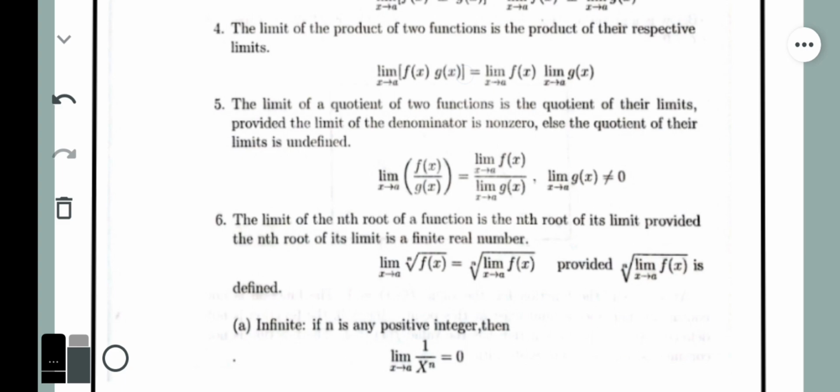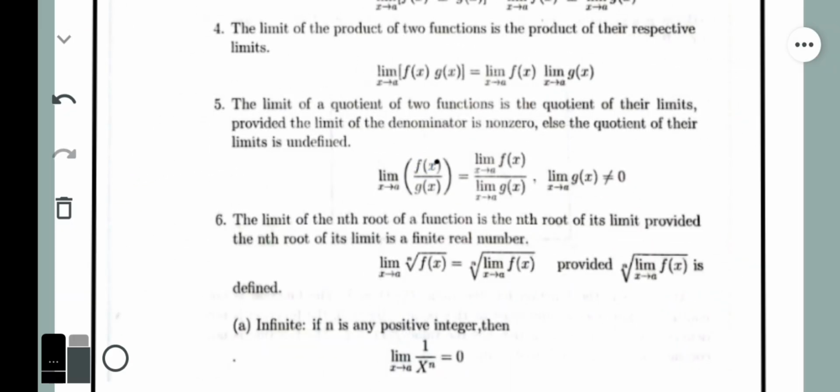Alright, the fifth one is giving more insight on the previous theorem, which says that the limit of a quotient of two functions is still equivalent to finding the limit of the function on the numerator and the limit of the function on the denominator, where the limit of g of x is not equal to 0. Alright, what about number 6?